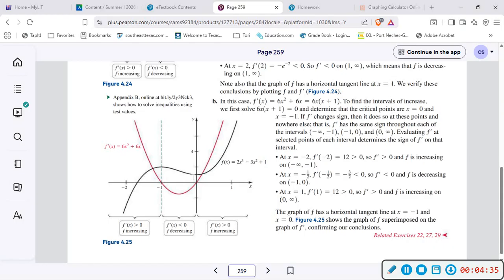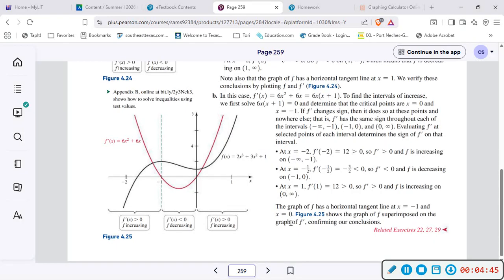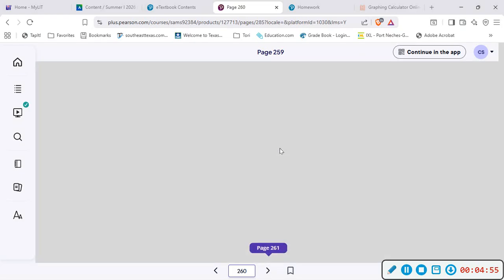All right, and then it changes to increasing again, and then it goes above the axis for positive. So that's kind of something that you'll visualize. Like you can kind of somewhat sketch a derivative function by knowing increasing and decreasing intervals.